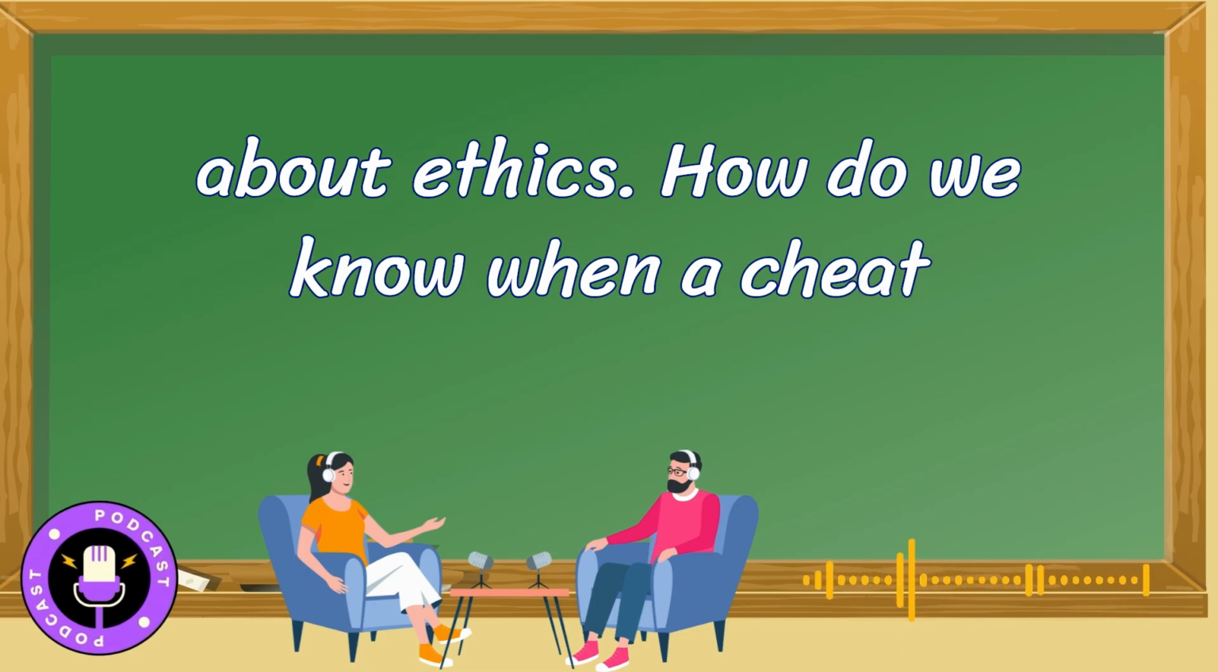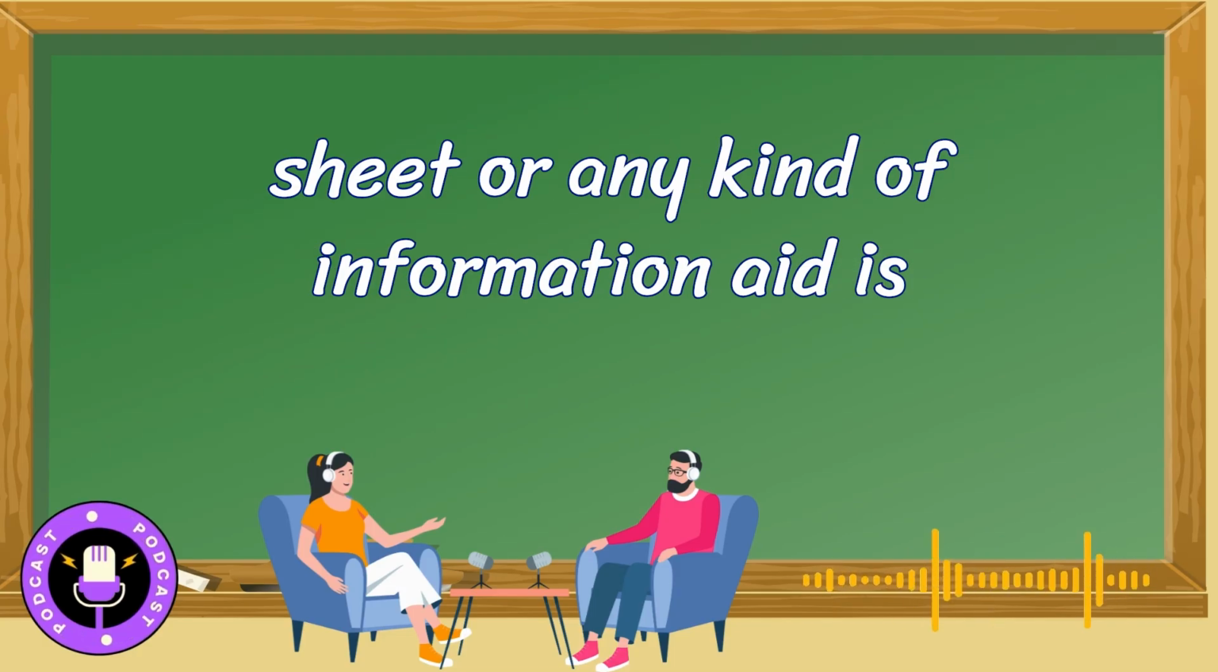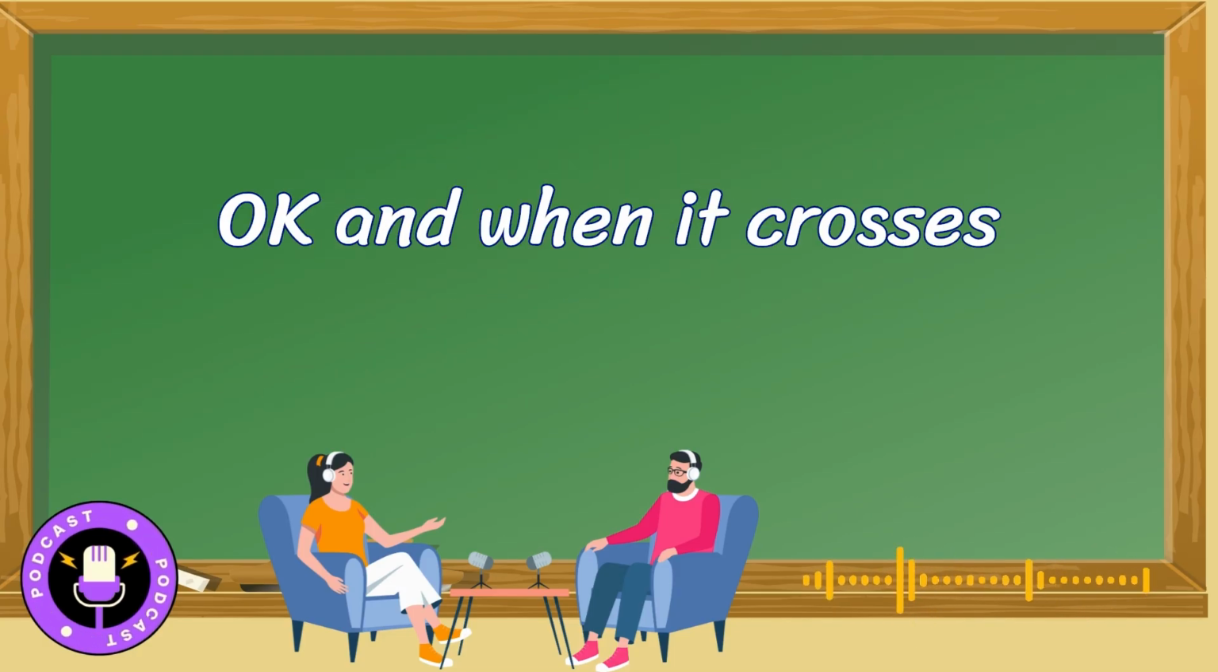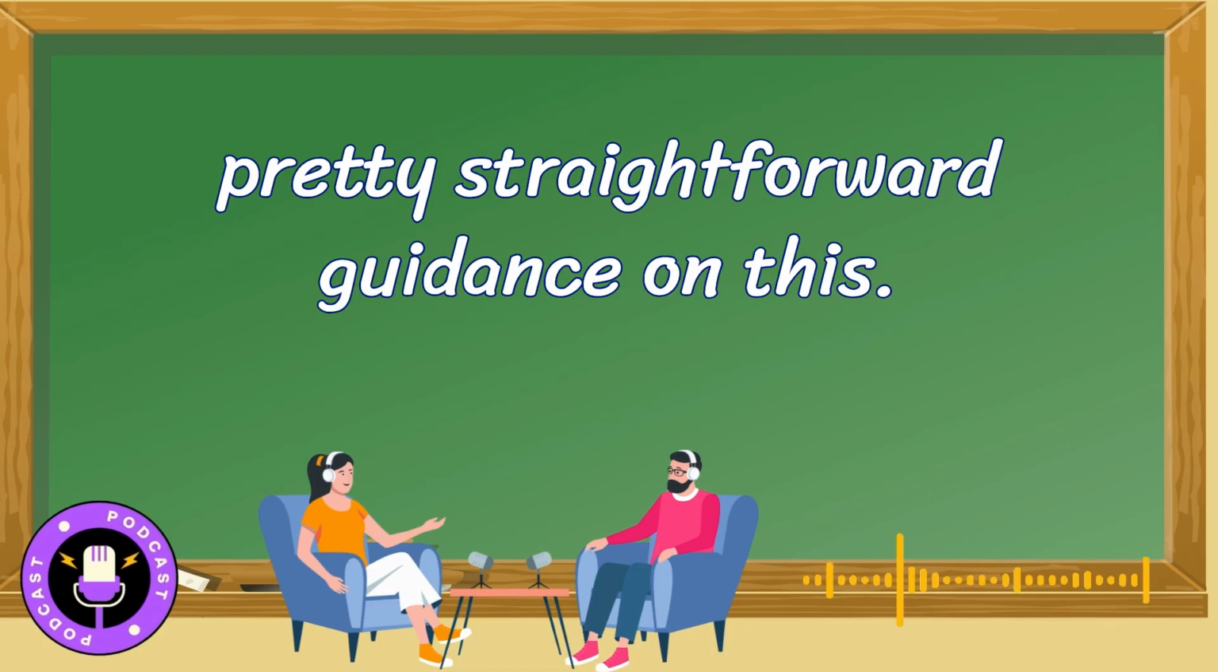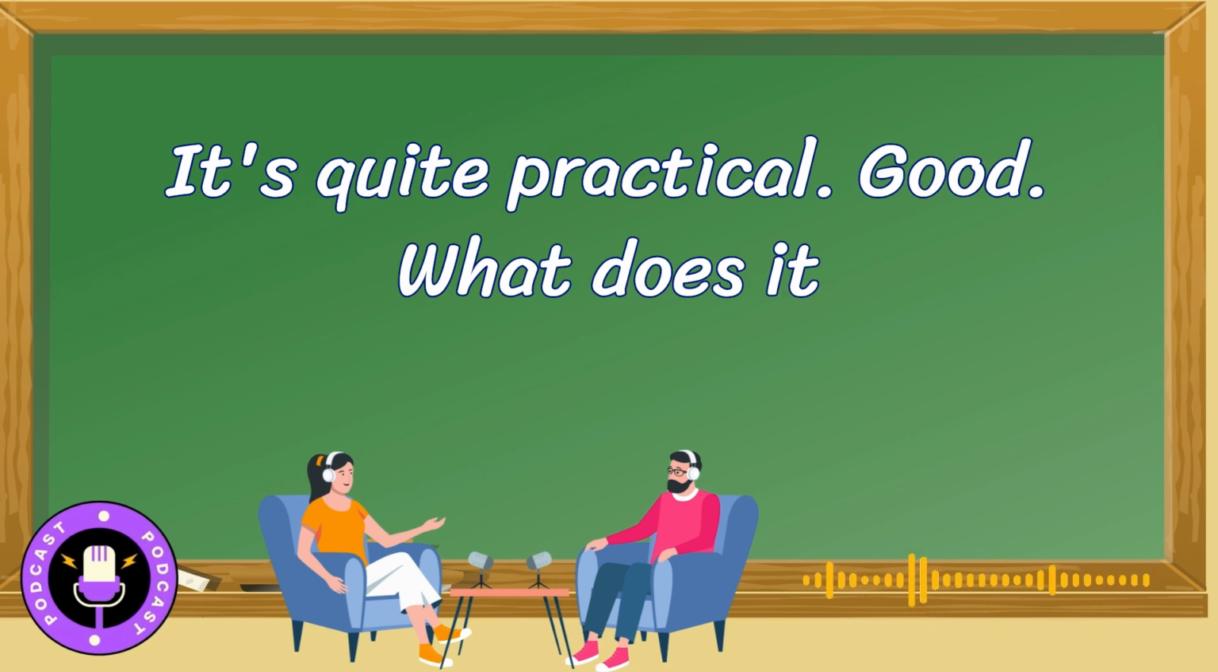How do we know when a cheat sheet or any kind of information aid is okay and when it crosses that line into problematic territory? Well, the sources actually give some pretty straightforward guidance on this. It's quite practical. Good. What does it say?